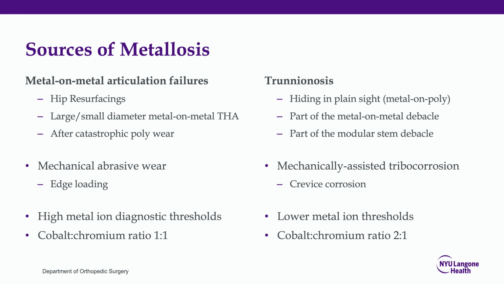With corrosion, you end up releasing a different ratio of metal. So you have about a 2-to-1 ratio or higher of cobalt greater than chromium. And interestingly, the metal ion levels are often quite marginally elevated, with a cobalt maybe just between 1 and 2 parts per billion is often enough with these trunnion issues to create a biologic response.